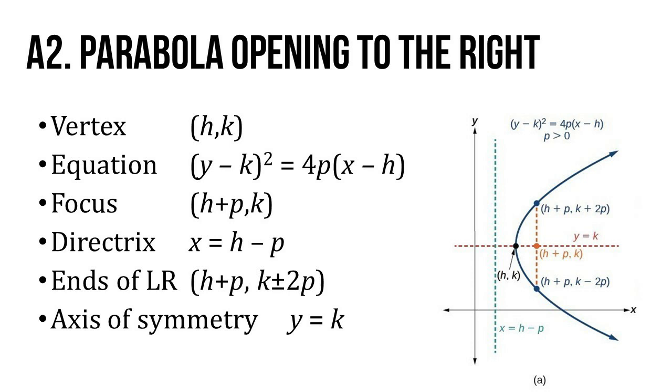When a parabola that opens to the right has a vertex at (h, k), not the origin, the equation is y minus k squared equals 4p times x minus h. The coordinates of the focus are (h plus p, k). The equation of the directrix is x equals h minus p. The ends of the latus rectum are (h plus p, k plus or minus 2p). And the equation of the axis of symmetry is y equals k.